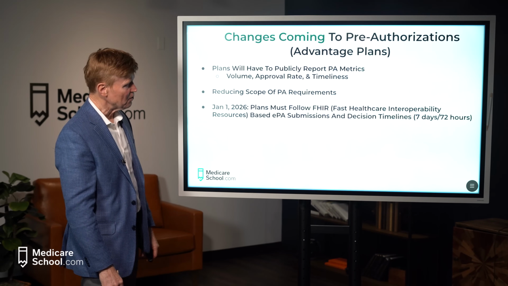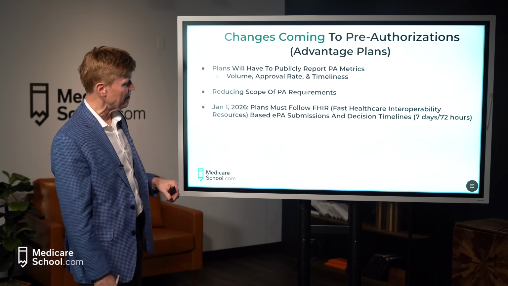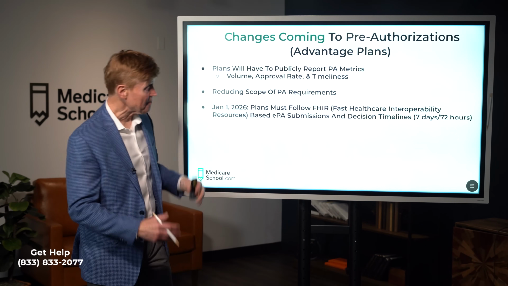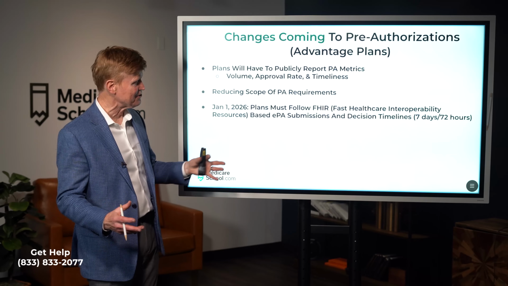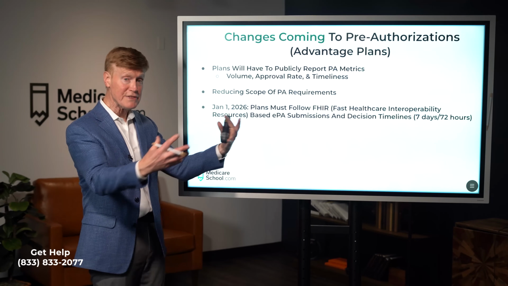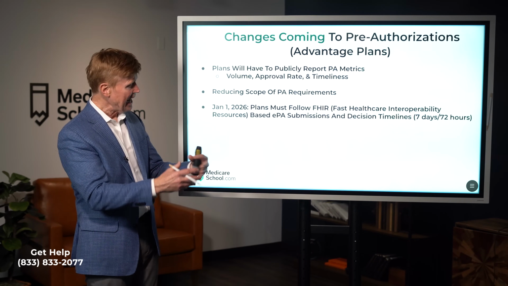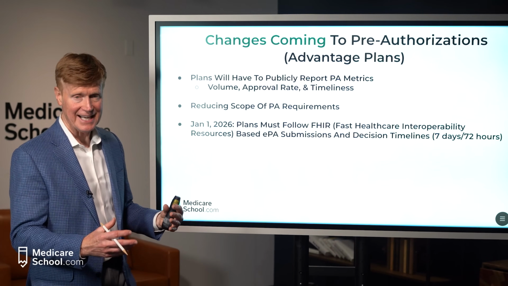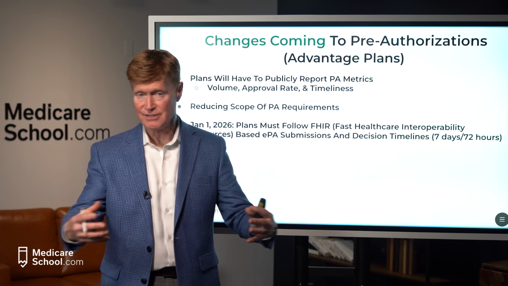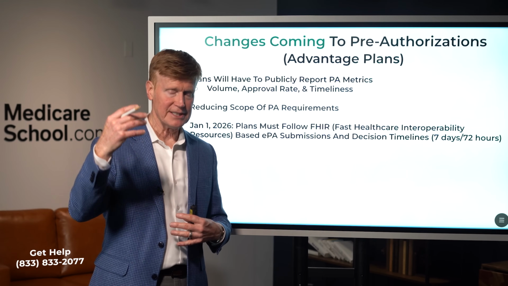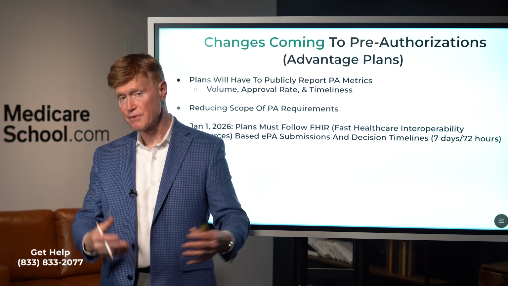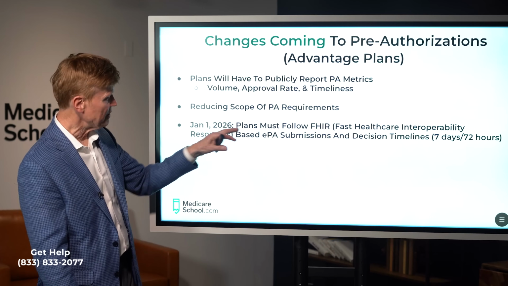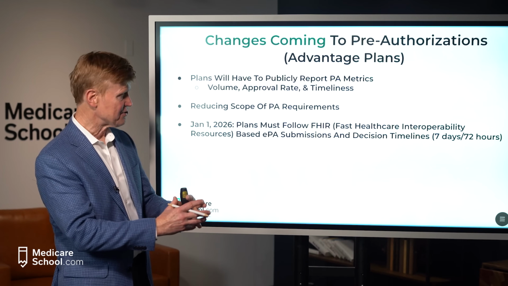Number three, what's happening beginning in just a couple of months, January 1, is all the Advantage plans are going to have to follow what's called FHIR, which is the Fast Healthcare Interoperability Resources. Basically look at this as their common language that they're now going to use within their claims, and it's going to be based upon electronic prior authorization submissions. They're going to try to expedite it by making this electronic, so there's no more phone calls and faxing. Again, this isn't going to happen overnight, but they're going to start to initiate these electronic PA submissions in real time. Now they have this common language they're going to share. So that I think will be helpful.